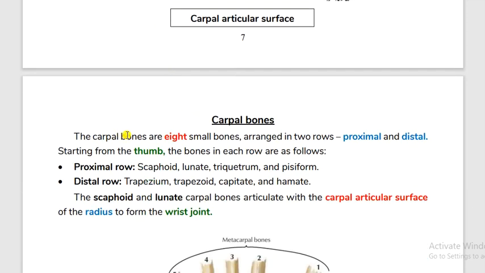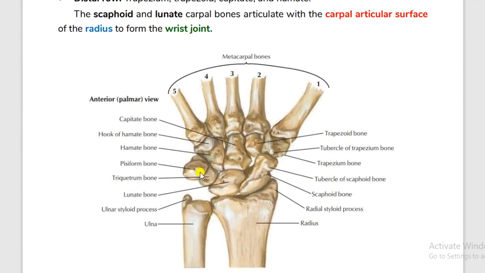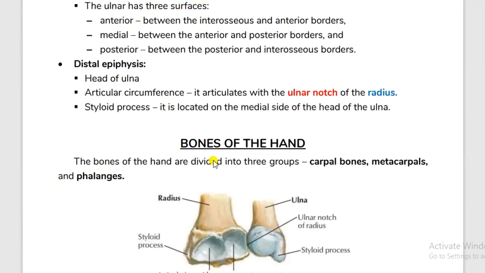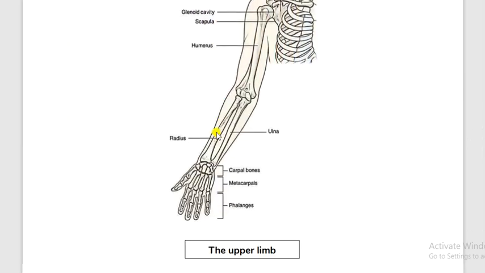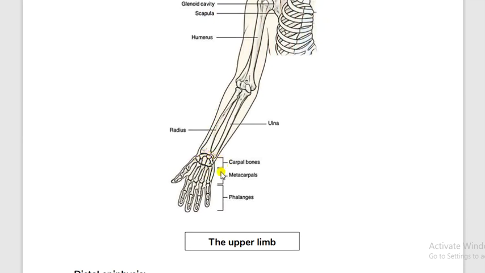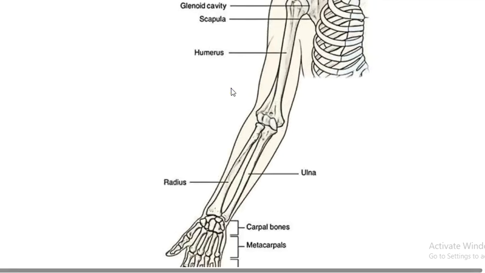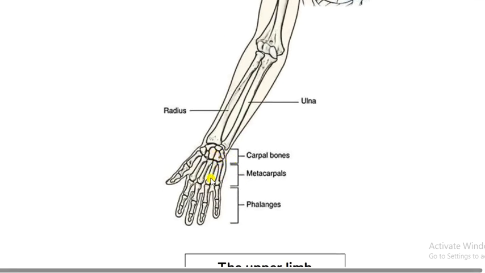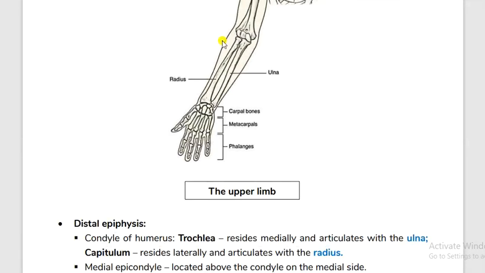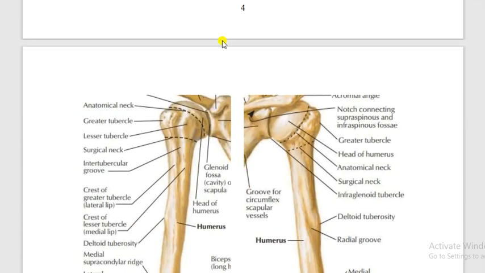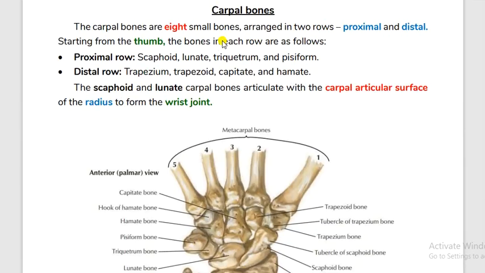The carpal bones are 8 small bones arranged in 2 rows, proximal and distal. These are the carpal bones here. So for the bones of the hand, there are the carpals here, the metacarpals, and the phalanges, also known as the fingers. The phalanges form the fingers. So the carpal bones are 8 small bones arranged in 2 rows, proximal and distal.